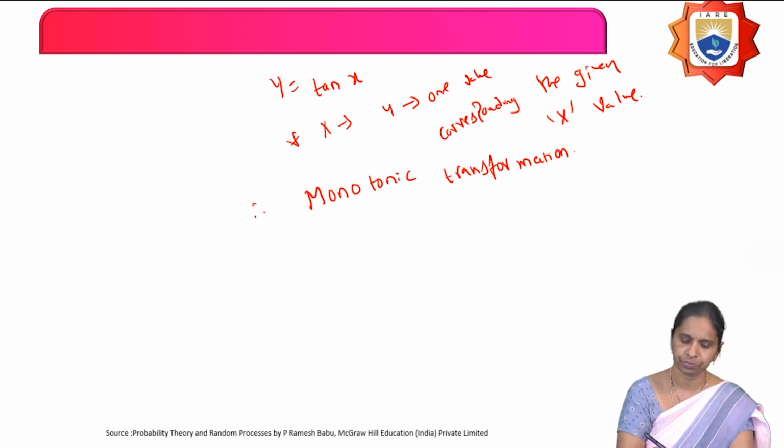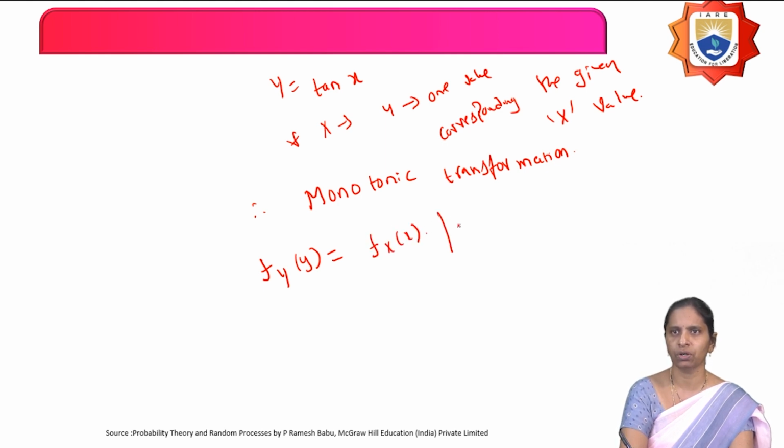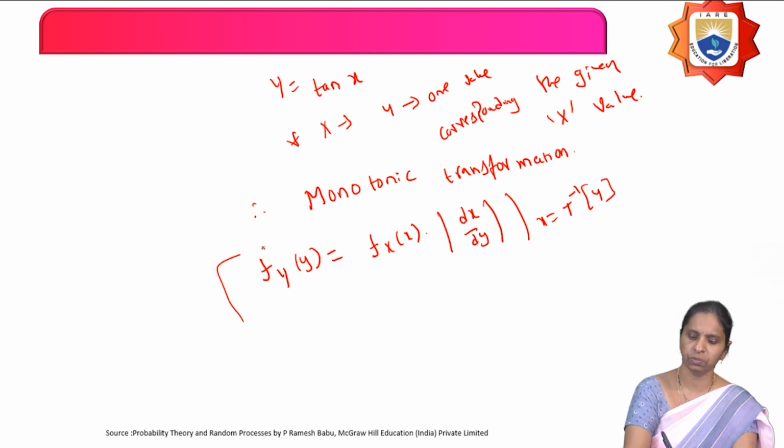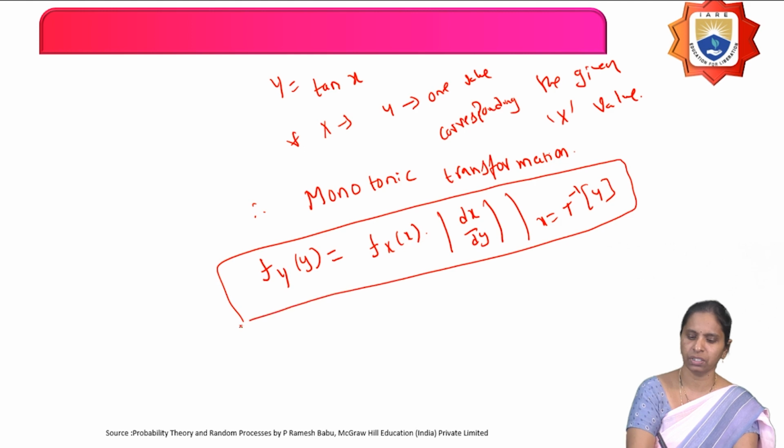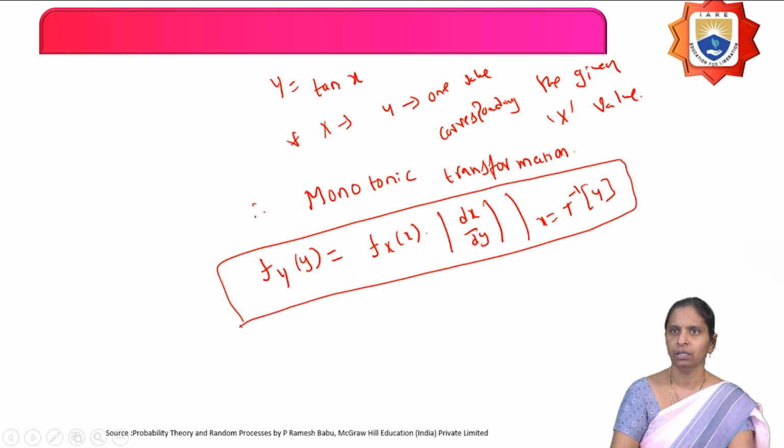Now, for a monotonic transformation, what is the density function of the transformed random variable? It is given by fy of y equals fx of x into mod of dx by dy, where x equals what? x equals tan inverse transform of y. This is the formula for the density function of the transformed random variable. Now, you have to calculate dx by dy.